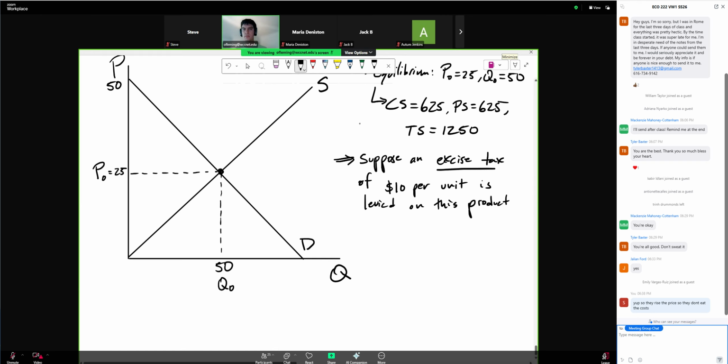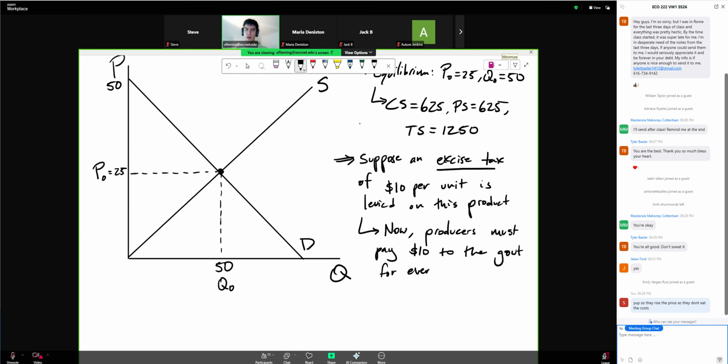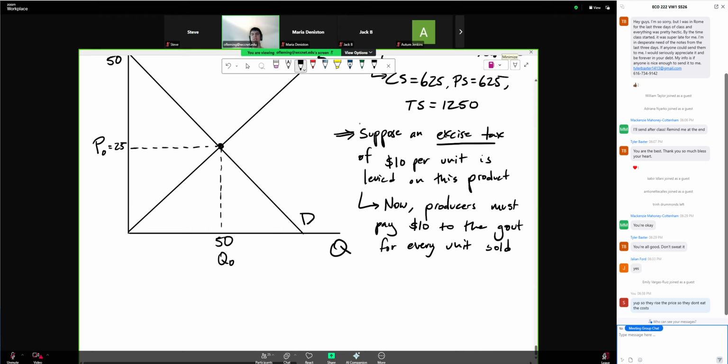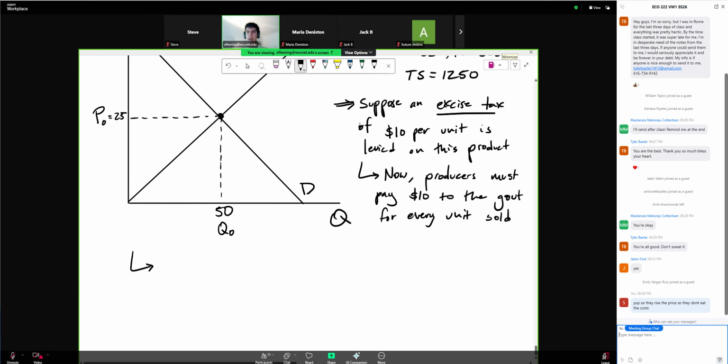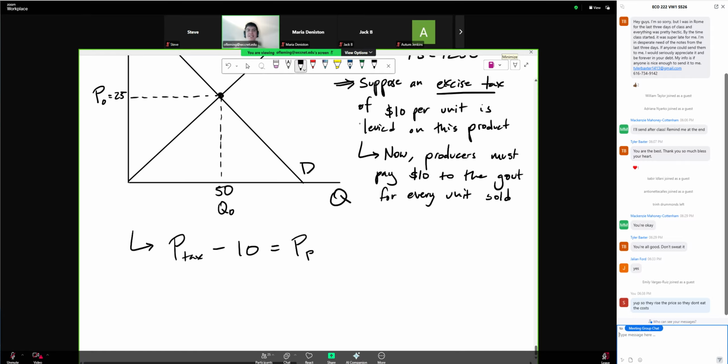So now producers must pay $10 to the government for every unit sold. Now, what this does is it creates an extremely important relationship that I'm going to define right here. This extremely important relationship looks like this: P tax minus 10 equals PP. This is the relationship that it creates. This P tax right here is the price paid by the consumer, which can be thought of as the retail price.